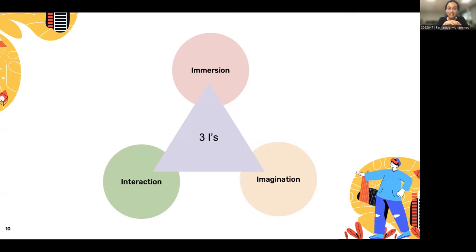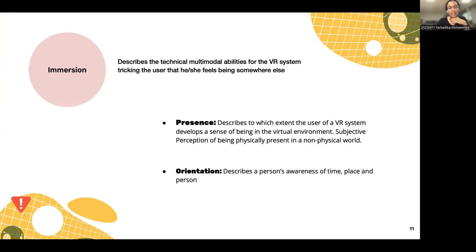In the following, I will talk about each of these bubbles or I's a little closer and provide some more context. So let us start with the immersion. So what is immersion? Immersion describes the technical multimodal abilities of the virtual reality system, tricking the user so that he or she feels being somewhere else. In the context of immersion, 2 other keywords also play an important role, which are presence and orientation.